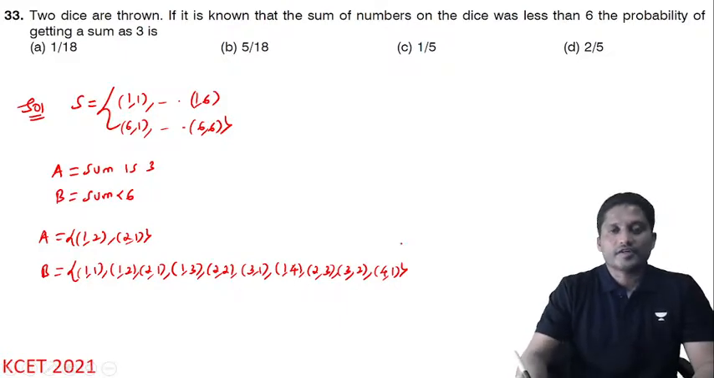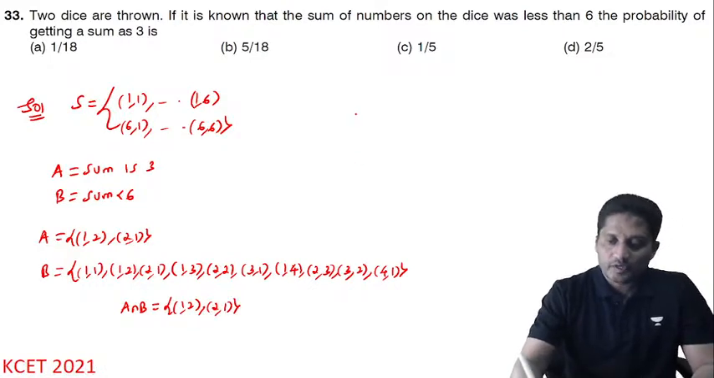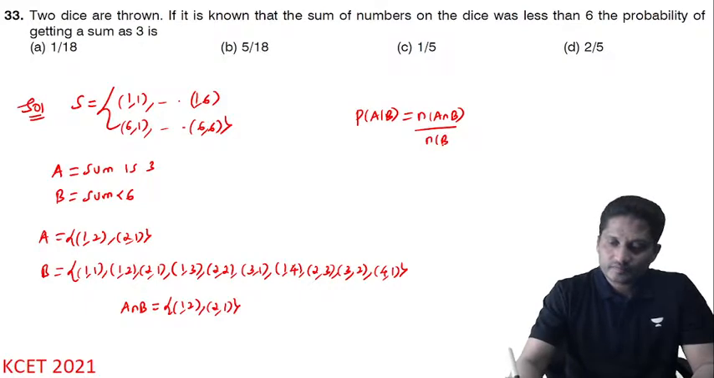Yeah, that's right, sum 5. A intersection B is equal to the matrix 1 2 and 2 1. Right, now P of A given B. P of A given B is equal to N of A intersection B divided by N of B.